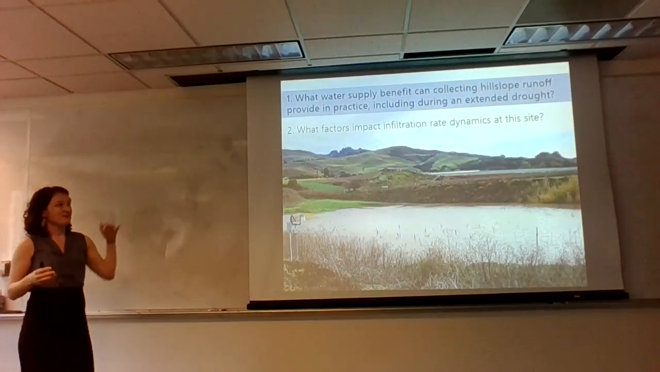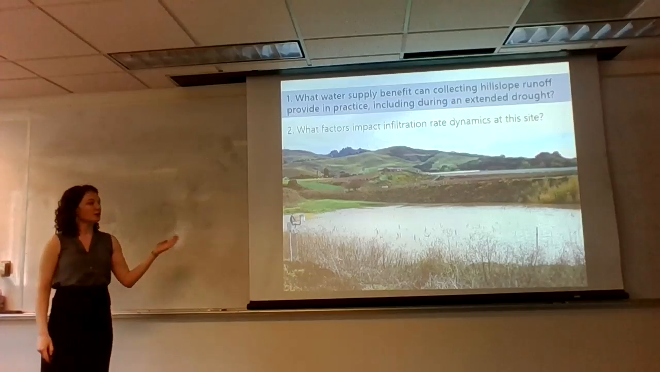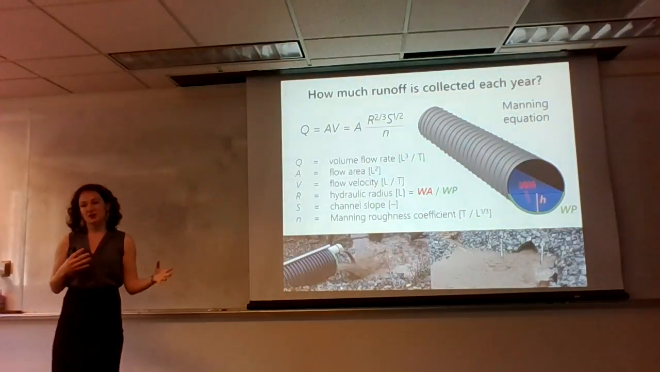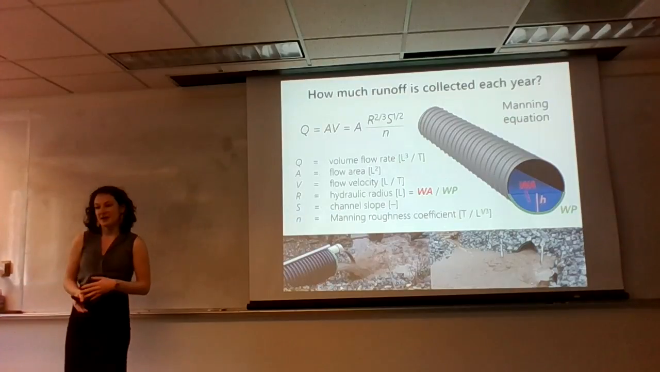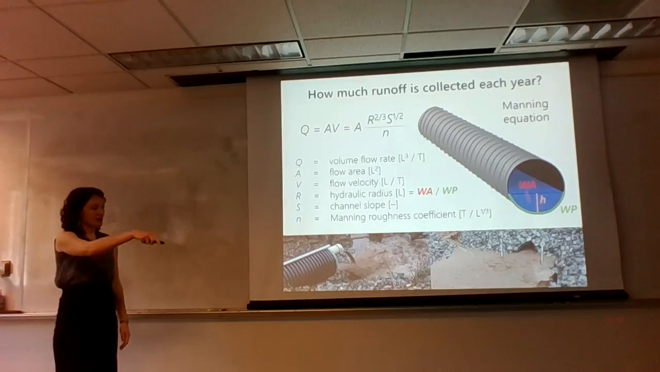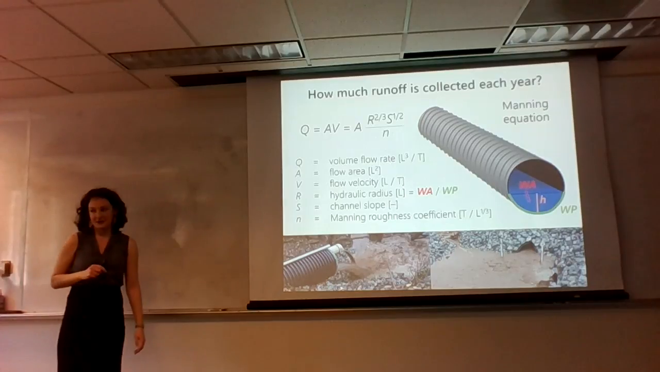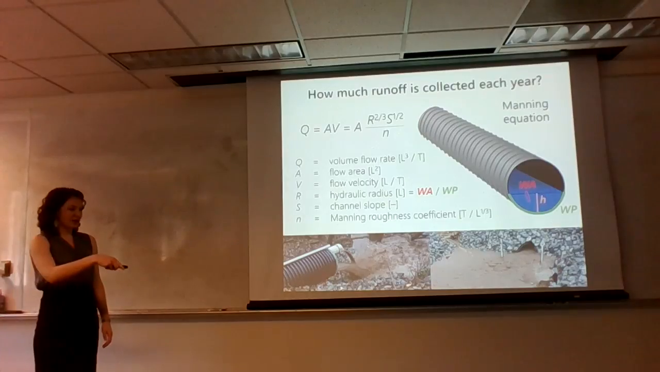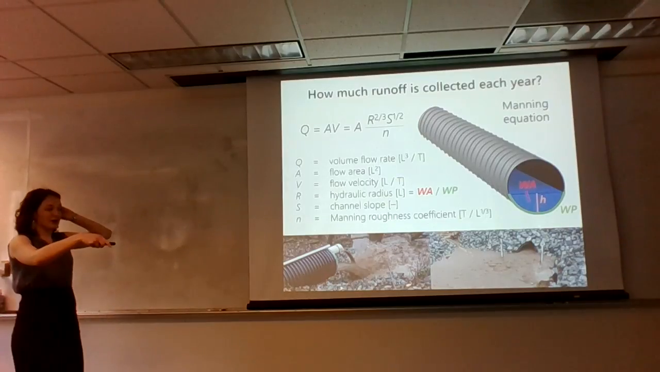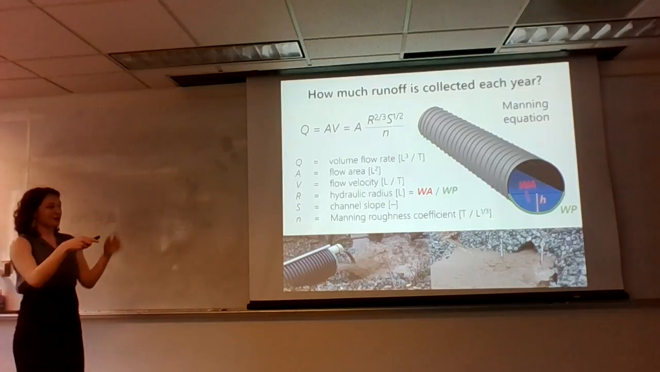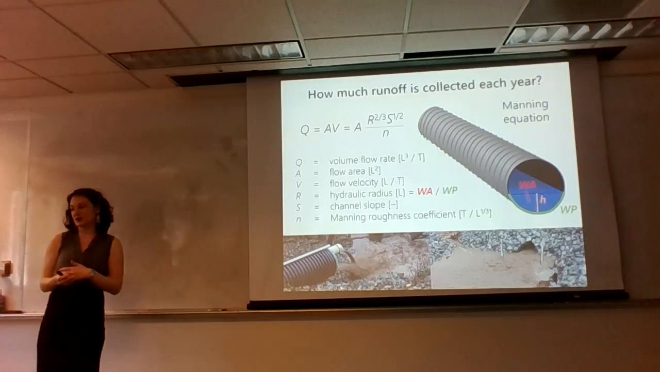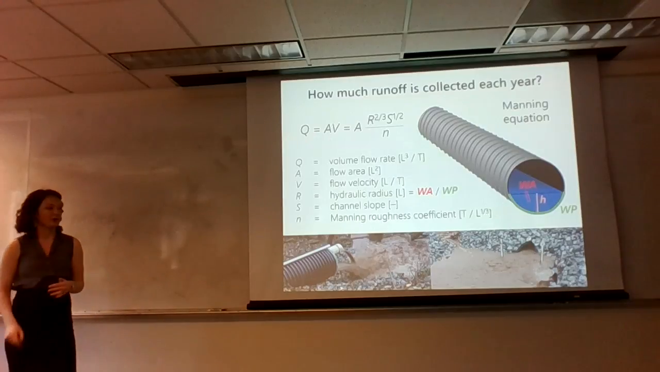So now that you know a little bit about the field site, let's jump in and address this first question: what water supply benefit can be achieved in practice through distributed stormwater collection? To answer that question, I want to know how much runoff is collected each year. And to do that, I can measure the flow rate of water through this culvert that delivers water into the infiltration basin. To do that, I install pressure gauges that tell us the depth of water in the culvert. From there, I can calculate the wetted area and wetted perimeter of the flow, and then plug into the Manning equation to calculate the volume flow rate. And then I can turn that into a total volume of water that's flowed through the culvert over the course of the year.